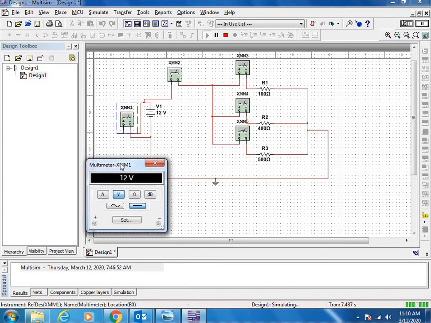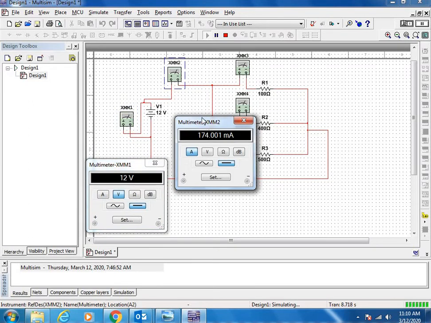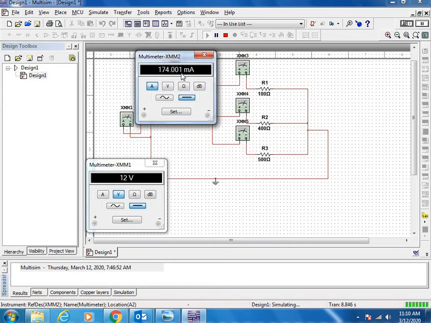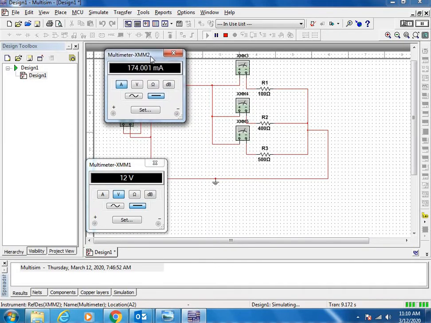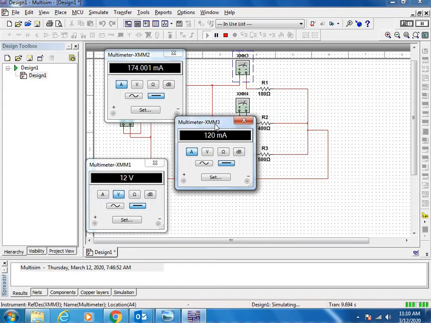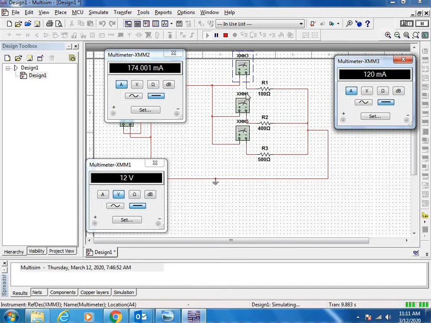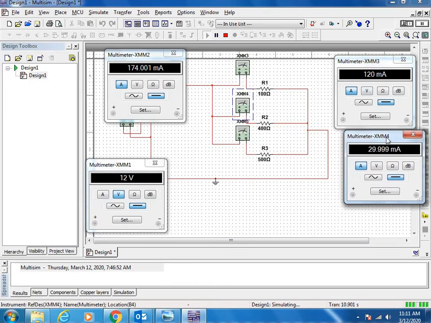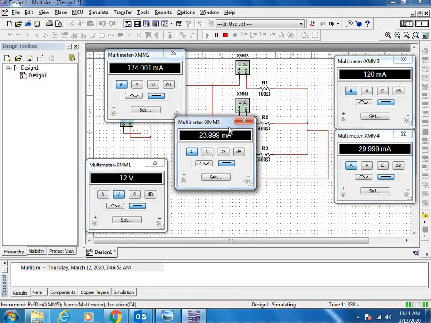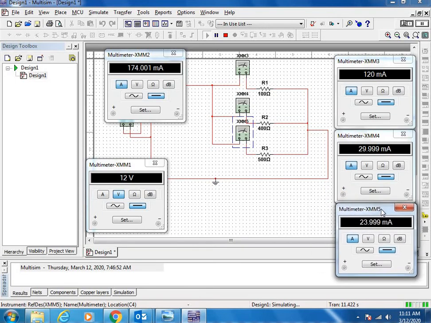So this is the input voltage, 12 volts. This is 174 milliamperes, the total current in the circuit. 120 is the first branch current, 29 is the second branch current, and then the third branch current. So you can verify these values with theoretical calculations by using Ohm's law.